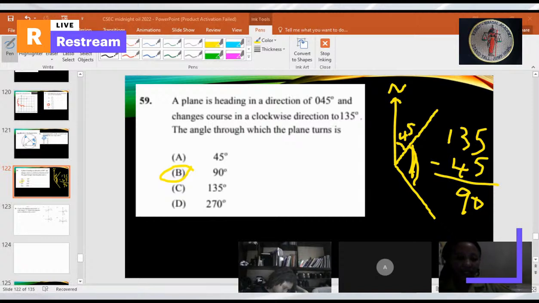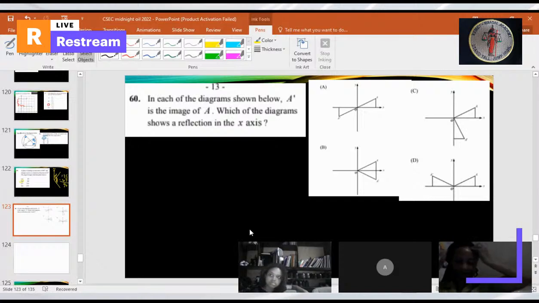Last question. Question 60. Asar, take this one. In each of the diagrams shown below, A prime, A double prime is the image of A. Which of the diagrams show a reflection in the x-axis?